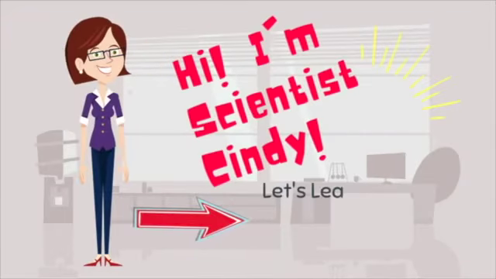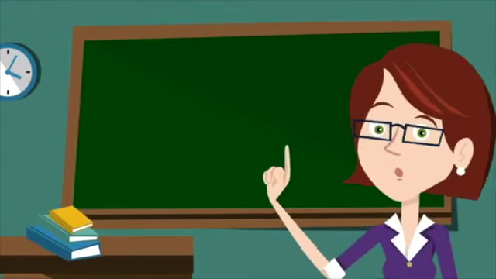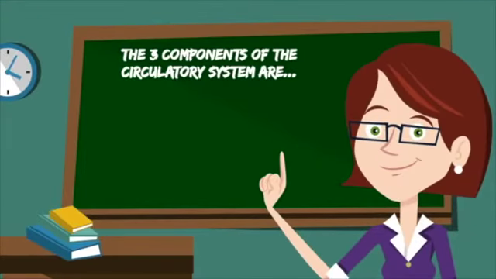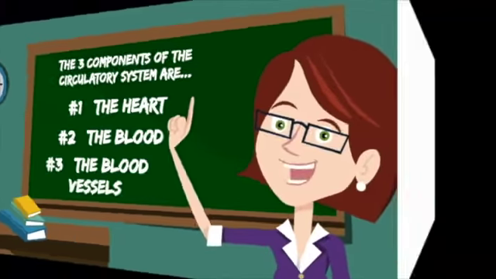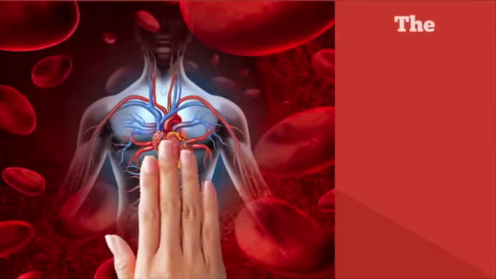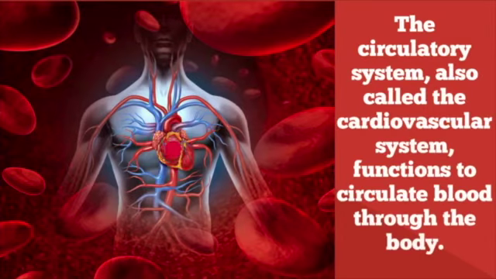Hi, I'm Scientist Cindy. Let's learn about the circulatory system. The 3 components of the circulatory system are the heart, the blood, and the blood vessels. The circulatory system, also called the cardiovascular system, functions to circulate blood through the body.